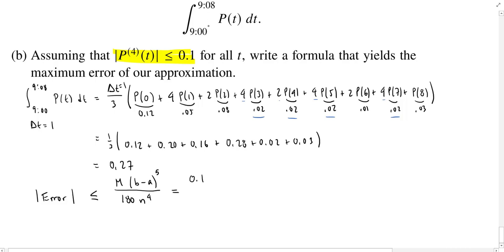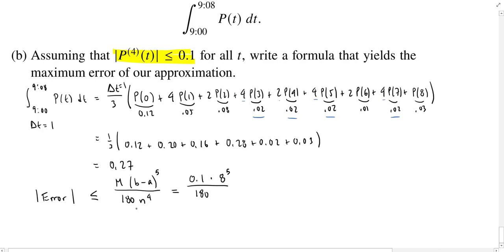Okay, and remember we relabeled everything, right? So that it was for our times. We could do it in minutes. And we say, okay, that's just an 8-minute difference. So b minus a is just 8. So this will be times 8 to the 5th power. Okay, 180. That's a number. We can write that down.